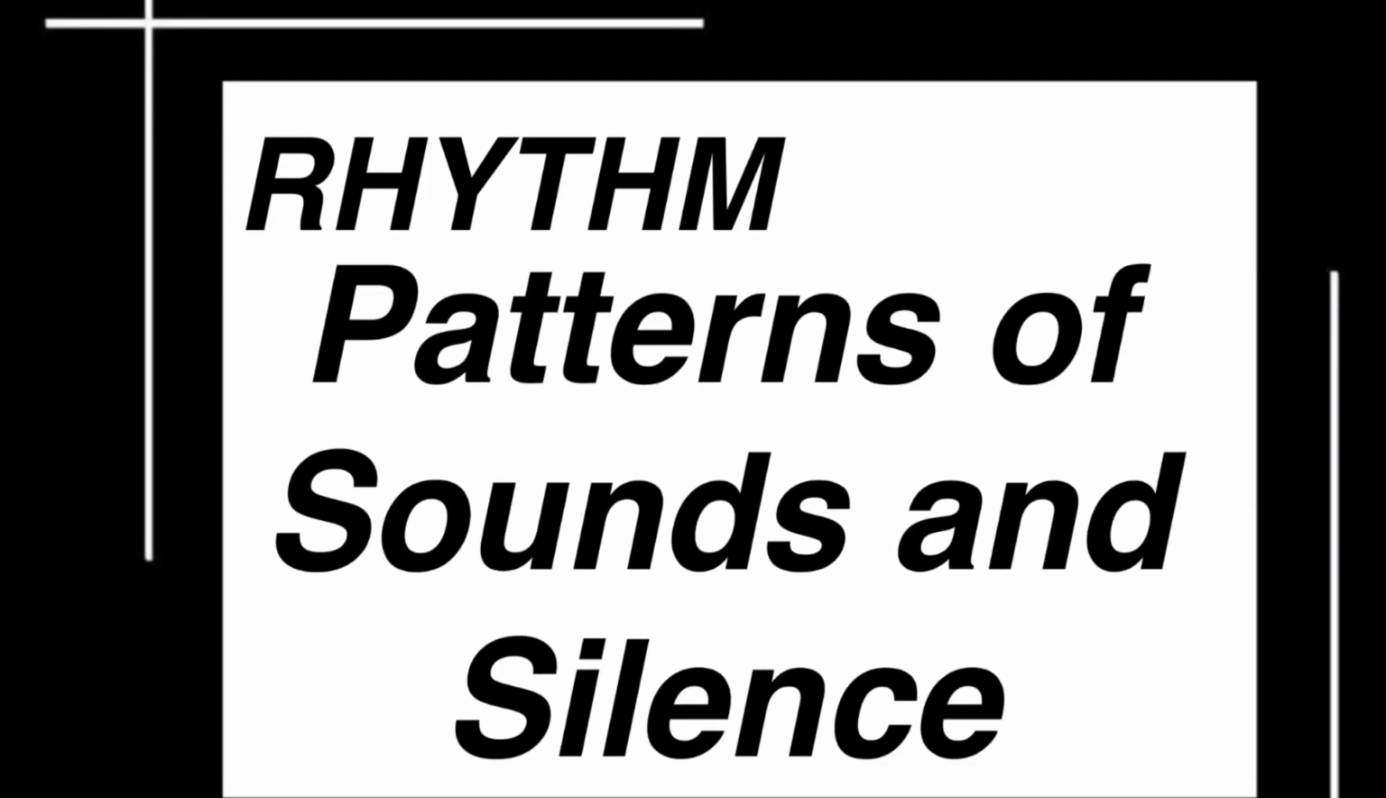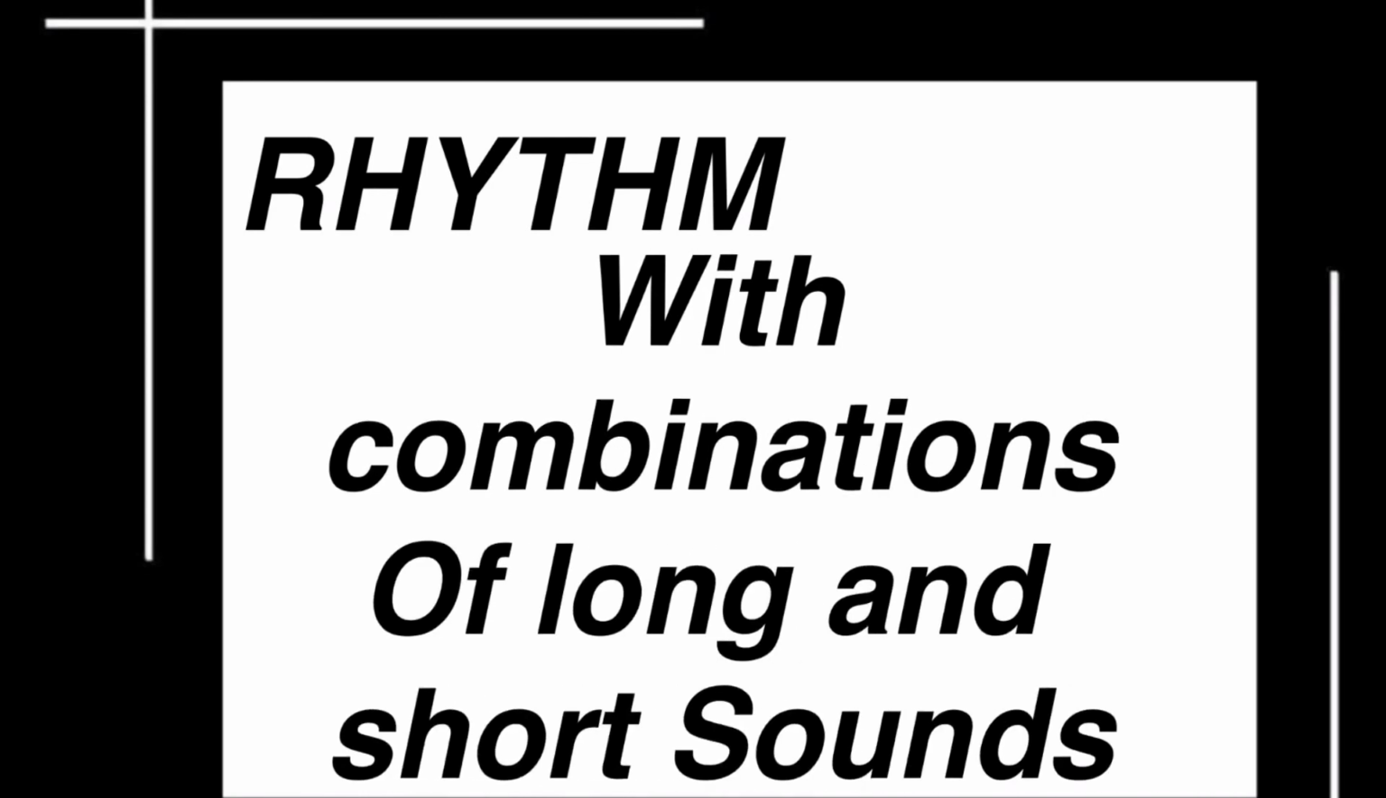The next element of music is rhythm. Rhythm is a pattern of sounds and silence with combinations of long and short sounds. Rhythm is the element of time in music. Here is an example of rhythm.